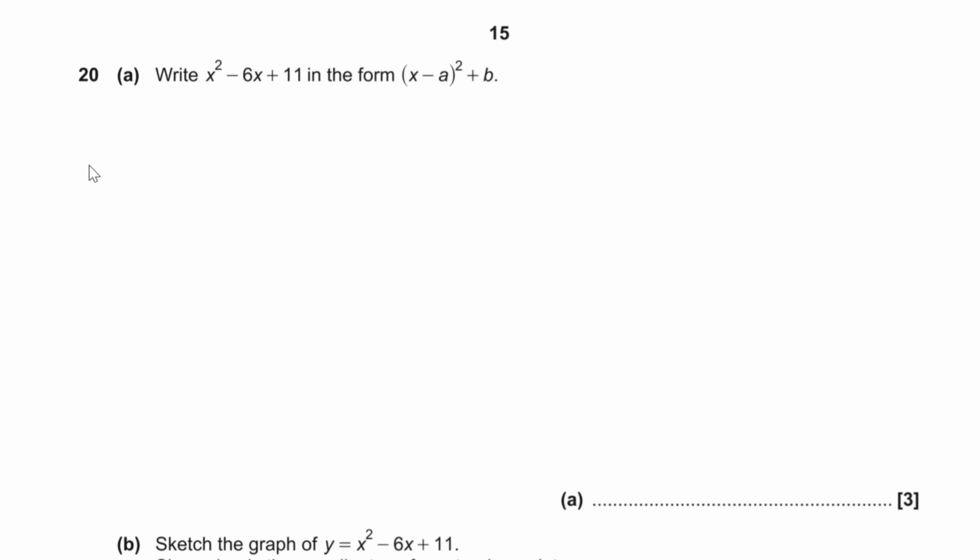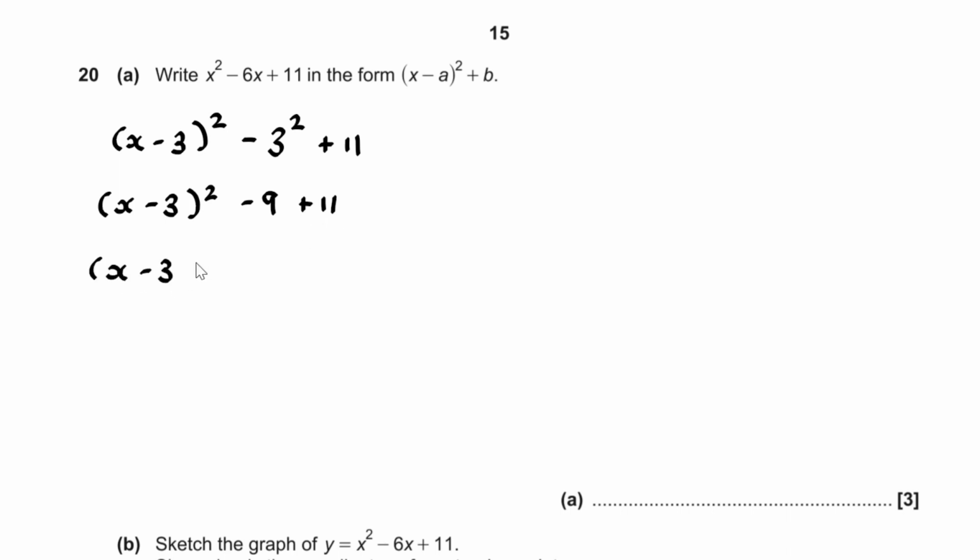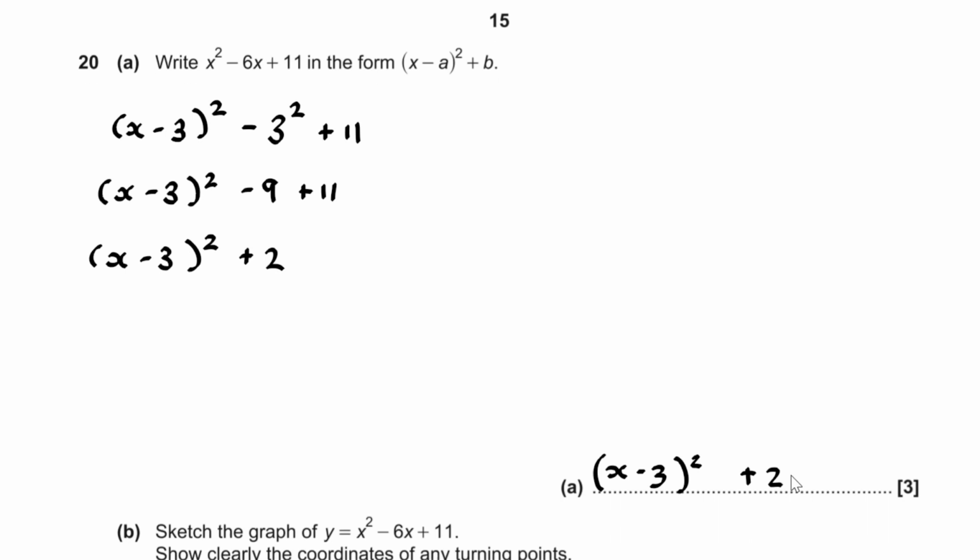Question number 20 for part A, we have to write x squared minus 6x plus 11 in the form x minus a all squared plus b. Well, here we'd have to complete the square. So halving the coefficient of the x term, we would have x minus 3 all squared, and then we subtract off 3 squared, and then we're adding on the 11. So we've got x minus 3 all squared minus 9 plus 11. Of course, we have here x minus 3 all squared plus 2.